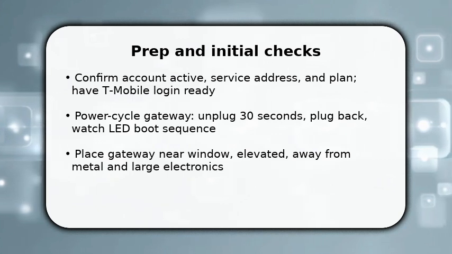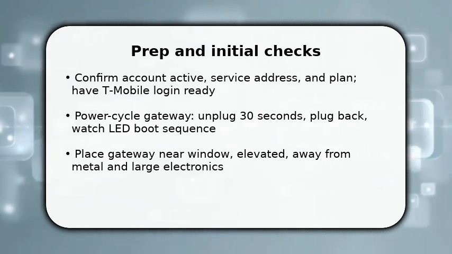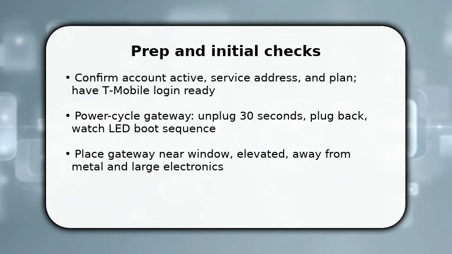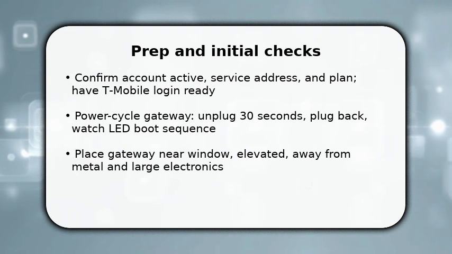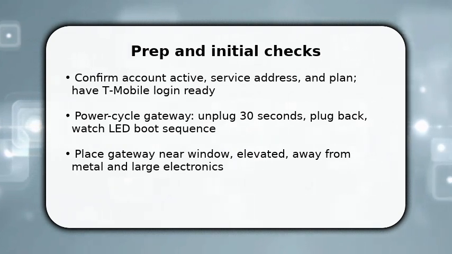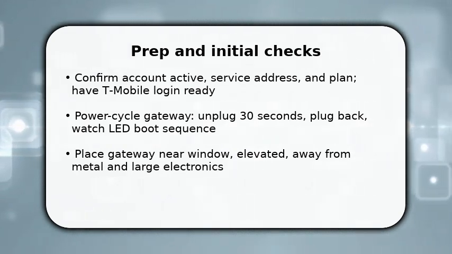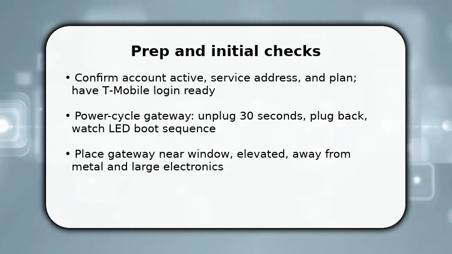Make sure the gateway is near a window and elevated. Signal strength depends on line of sight to the cell tower. If lights don't follow the normal boot pattern, note which LEDs are abnormal before moving on, so you know whether to focus on signal or provisioning.